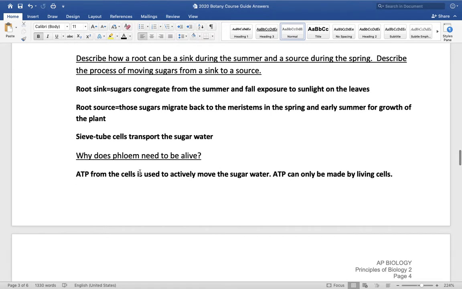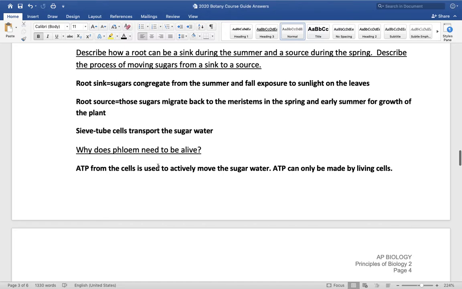Why do phloem and sieve tube cells, remember, transport that sugar solution water? Why does phloem need to be alive? It's because ATP is needed to move that sugar solution water. And alive cells can only make ATP. Dead cells cannot. So xylem cells are dead because you don't need ATP to move water, even though it's against gravity, because you have the cohesion tension hypothesis. Whereas phloem, you're going to need some ATP to get that sugar where you need it to be in the plant.